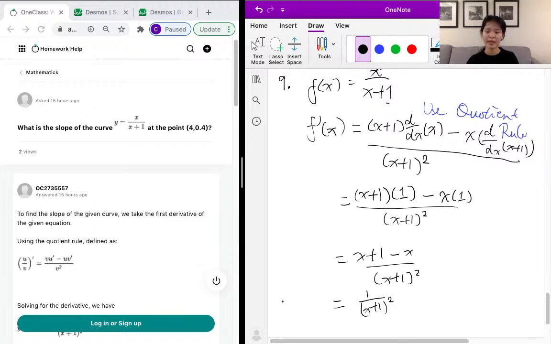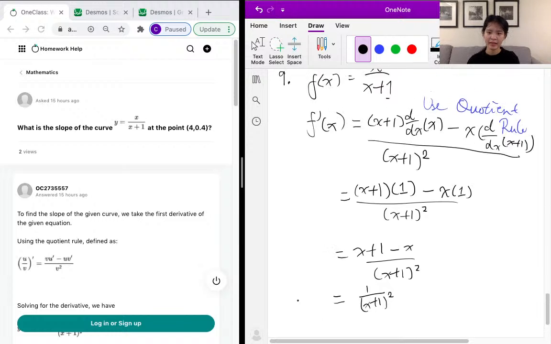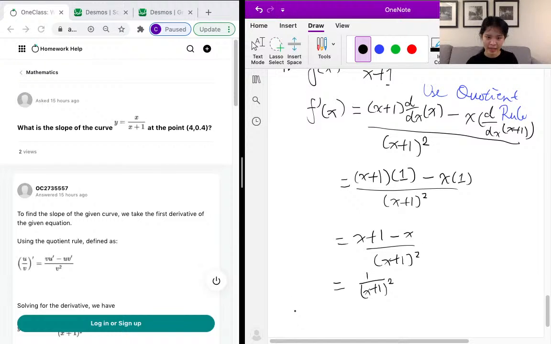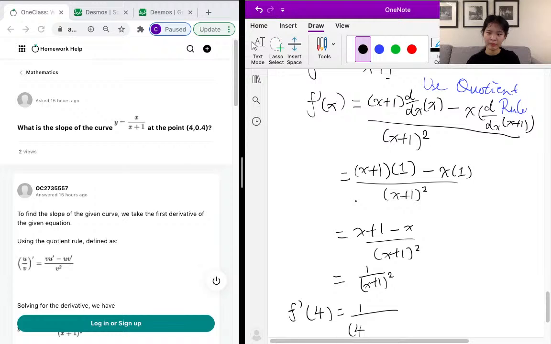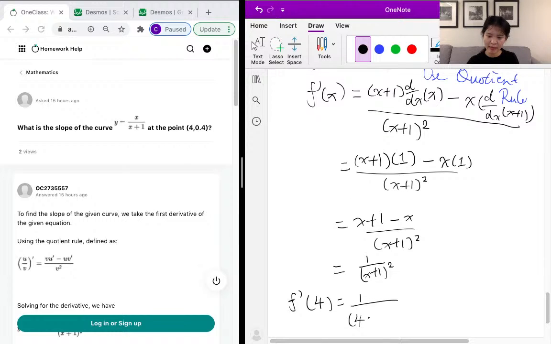Now we just need to plug in the x value to find the slope of the function at this point. We don't even need to know the y value, but it was given to us anyway. So let's do f prime of x, where x is 4 in this case. So f prime of 4 equals 1 over 4 plus 1 squared. You plug 4 into x because f prime of x is the slope. So the slope in this case is 1 over 25, which is equal to 0.04.